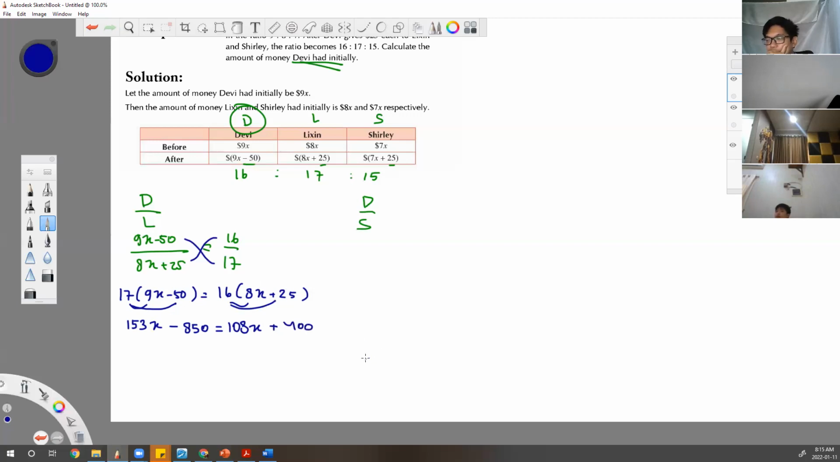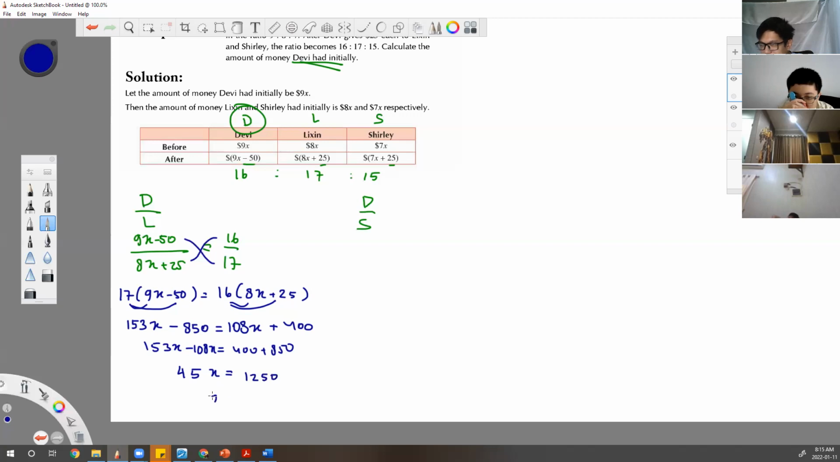Yeah. And then what can we do next? Find the x itu, pokoknya x itu jadi kayak important value-nya ya. Itu kayak essentials-nya. Oke. 400 plus 850. Someone get me calculator, please. I hate this. 45. X equals.